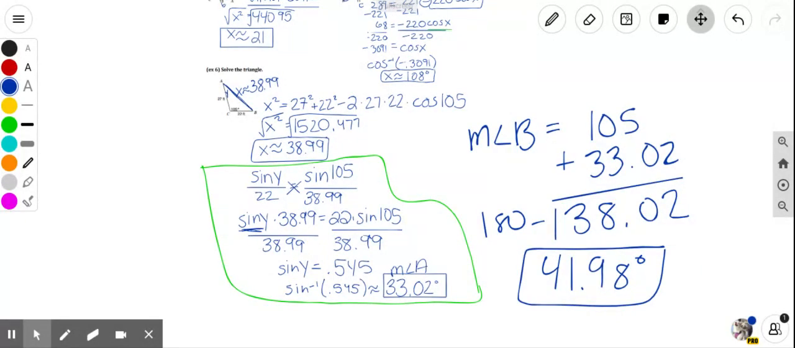Okay, so that's that. Law of sines, law of cosines, again, used to find missing sides and angles of triangles that are not right triangles.